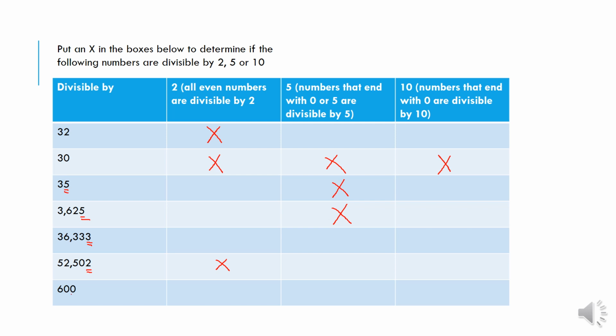600, it ends with a 0. 600 is an even number, so yes, it is divisible by 2. It ends with a 0 or 5, so it's divisible by 5, since it ends with a 0. And since it ends with a 0, it is divisible by 10. So this number is divisible by 2, 5, and 10.